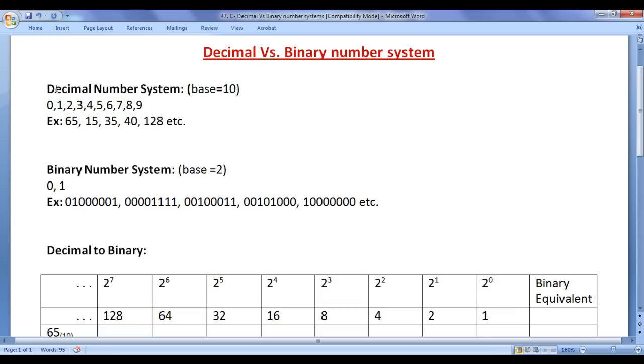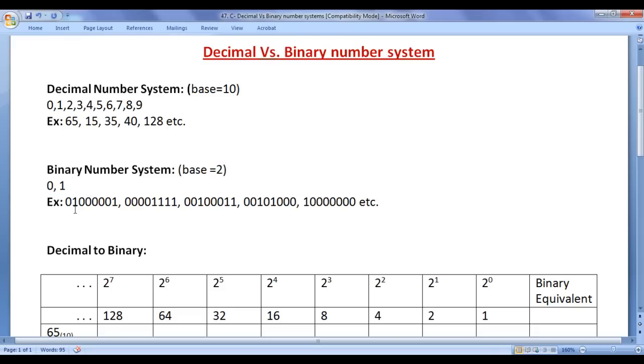To represent any number in the decimal number system, we write a sequence of these digits, guys. To represent 128, we write 1, then 2, then 8. To represent 65, we write 6, then 5, right, guys? Binary number system. Bi means 2. Binary number system has only 2 digits, 0 and 1. As the binary number system has 2 digits, its base is 2, guys.